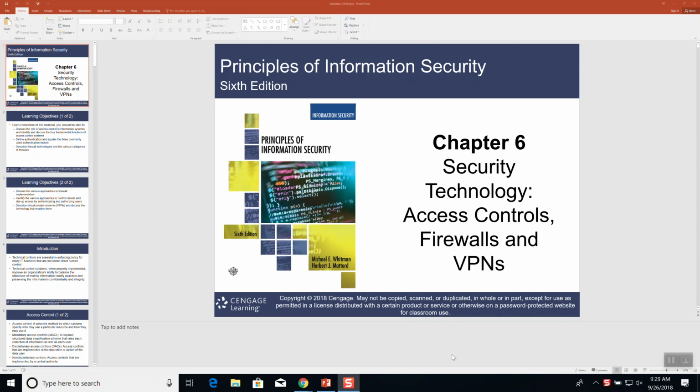This is Chapter 6, Security Technology, Access Controls, Firewalls, and VPNs.